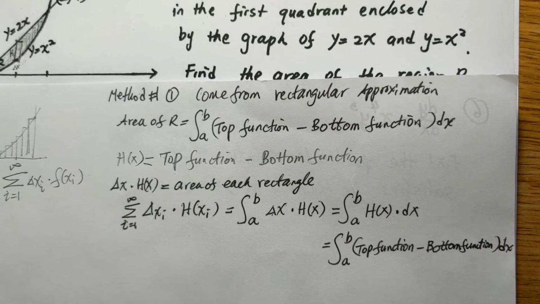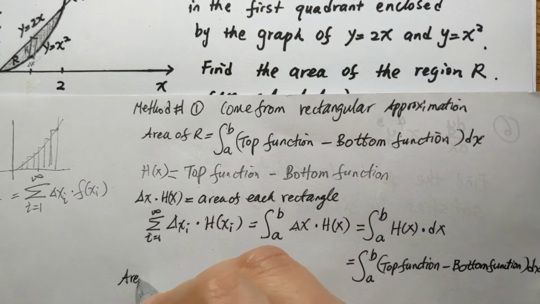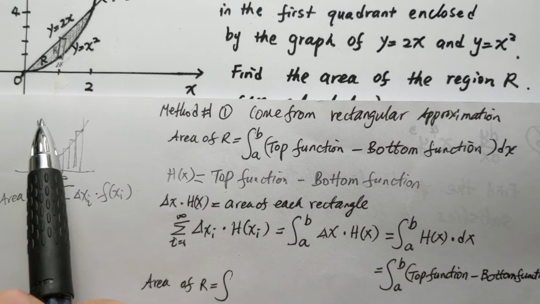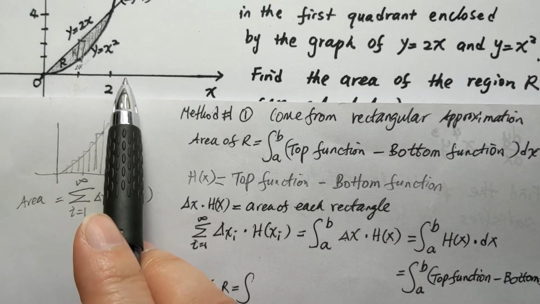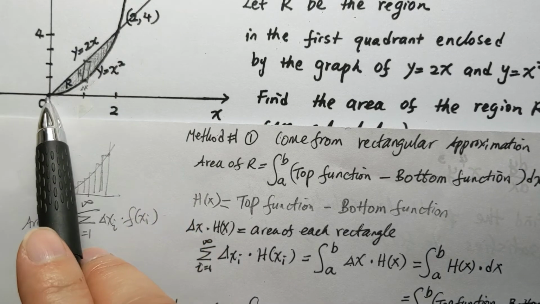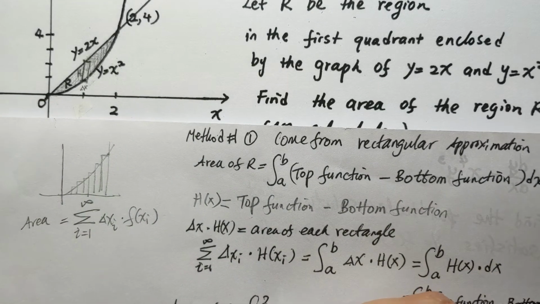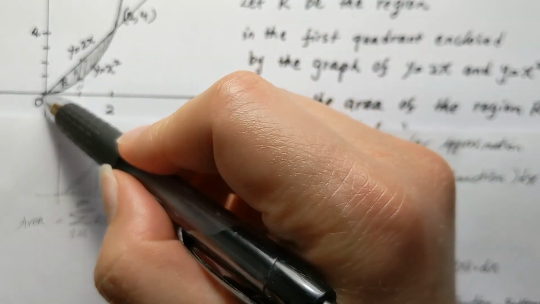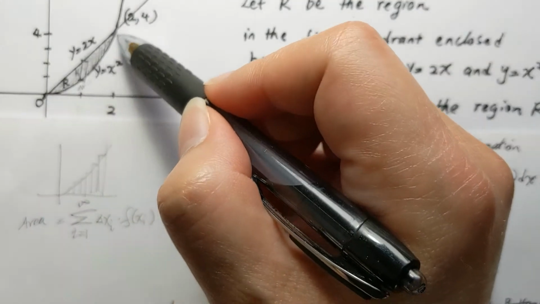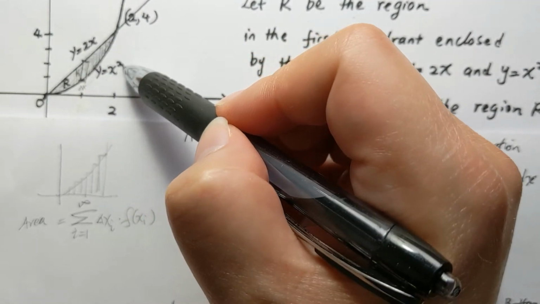Now let's take a look at question number 1 again. So in this case, the smallest x value is 0 and the biggest x value is 2. If you look at this, the interval that the region R runs by is from 0 to 2. So for the top function, you can see y equals 2x is on top, and y equals x squared is on the bottom. So therefore, you're going to get 2x minus x squared.